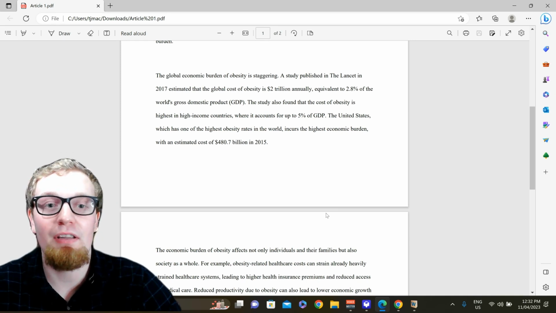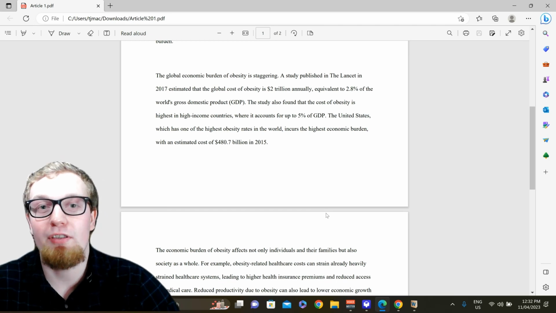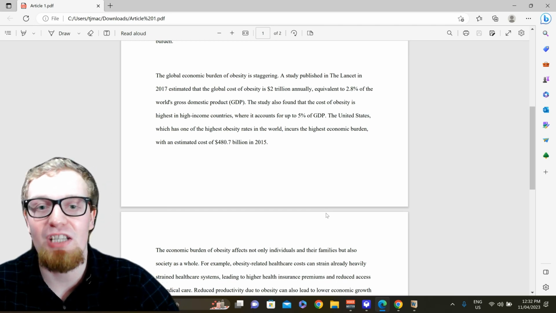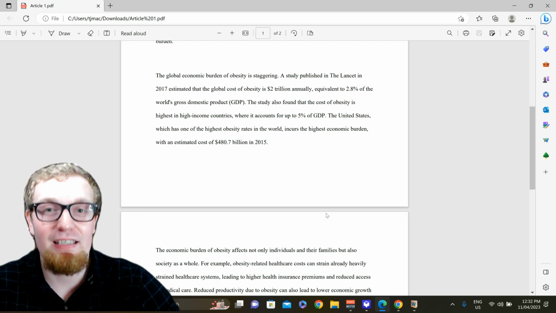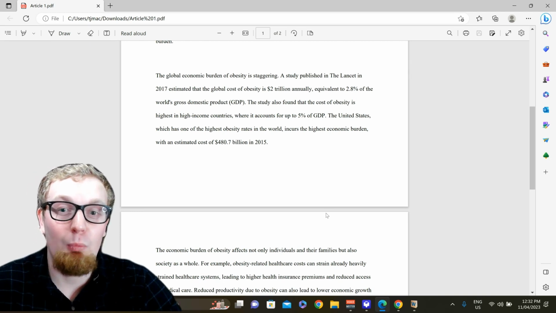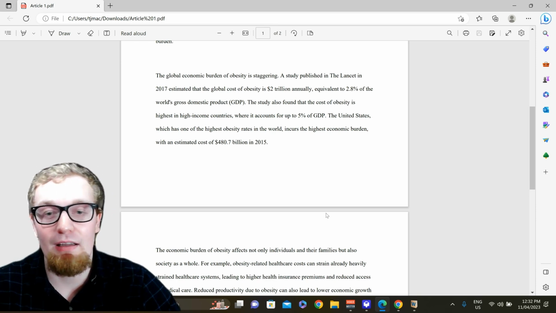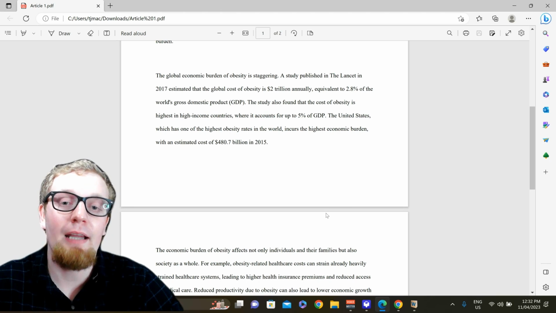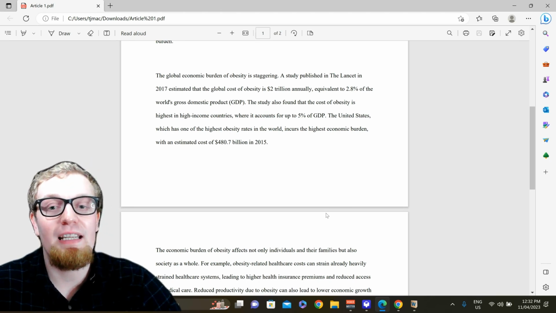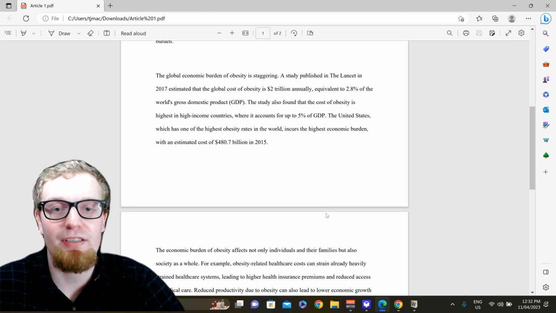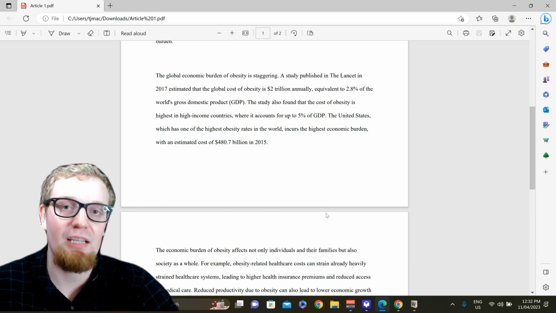This is equivalent to 2.8% of the world's gross domestic product, GDP. This is a humongous amount of money, and inefficiency is wasted on a disease which can be controlled, right? If governments step in, something can be done here. This is very concerning stuff. The study also found that the cost of obesity is highest in high-income countries, where it accounts for up to 5% of the GDP.